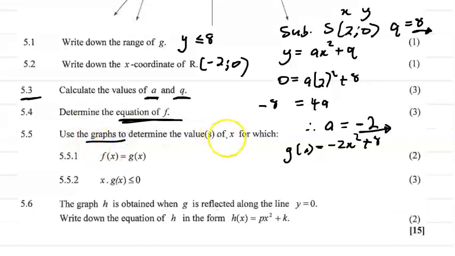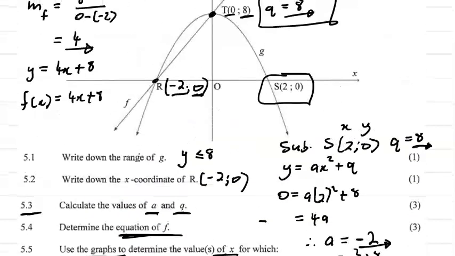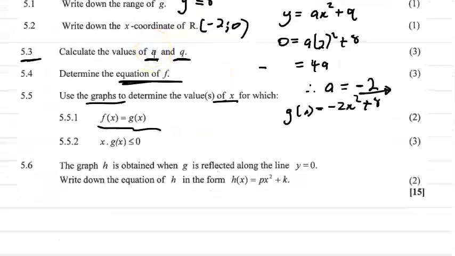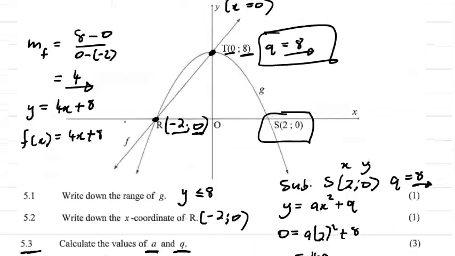Okay, learners, now here they're saying where f of x equals g of x. Use the graphs to determine the values of x for which f of x equals g of x. Now where f of x equals g of x is the intersection points here. So there they both equal. What are these points? x equals -2 and x equals 0. So for this one, it will be x equals -2, x equals 0. That's where they intersect each other. They want the values of x.